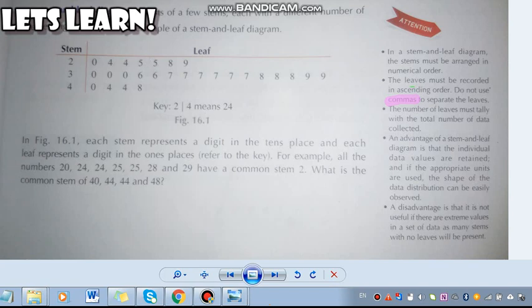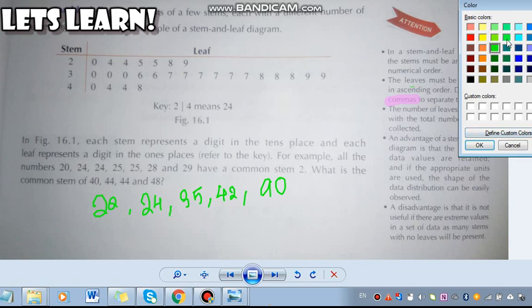Let's suppose I have numbers like 22, 24, then we have 35, then we have 42, then we have 90. So if I come to draw a stem and leaf diagram, what will my stem and leaf diagram look like? It would look something like this.